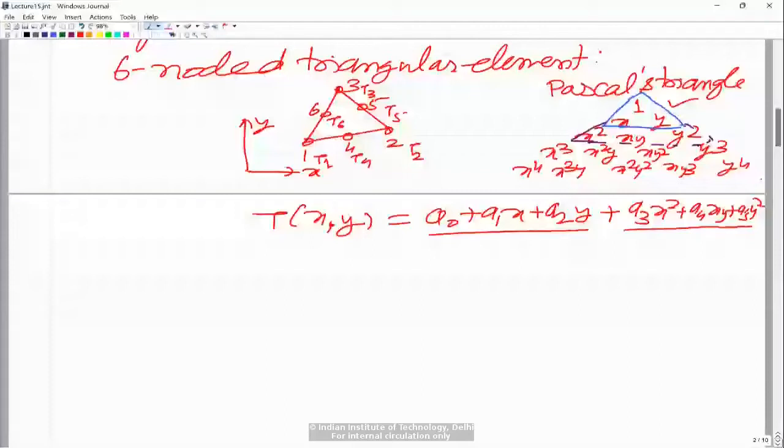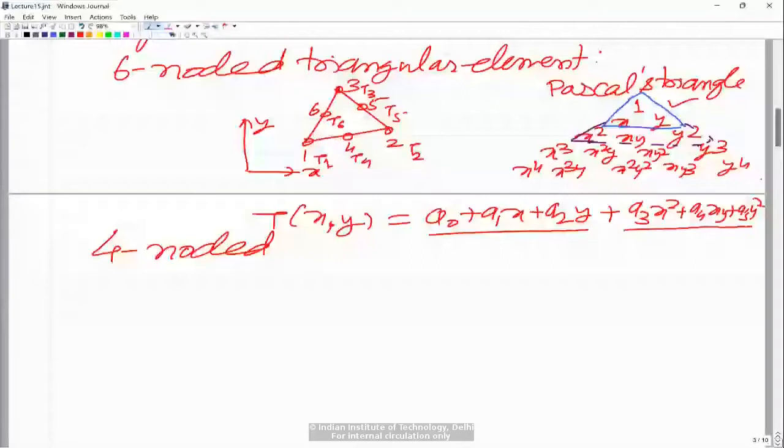So next is the four-noded rectangular element. Sir, may I know, is this Pascal's triangle only useful in the case of triangular elements, or can we use it for any kind of element? Yes, it can be used for any kind of element, not only for triangles.